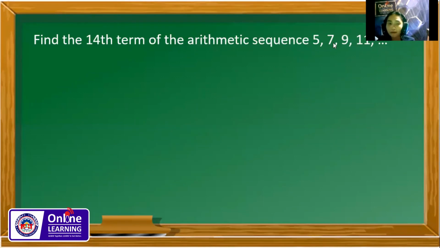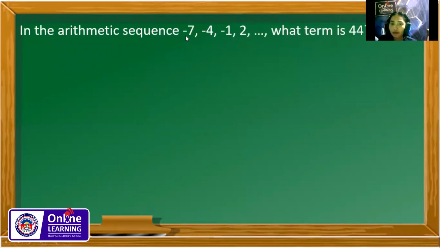Another example. In the arithmetic sequence, negative 7, negative 4, negative 1, and 2, what term is 44? So, ang hahanapin natin is pang ilan daw si 44. So, ngayon, meron tayo negative 7, negative 4, negative 1, and 2. So, ang maiisip nating difference dyan is positive 3. Why? Kasi negative 7 plus 3 is negative 4.